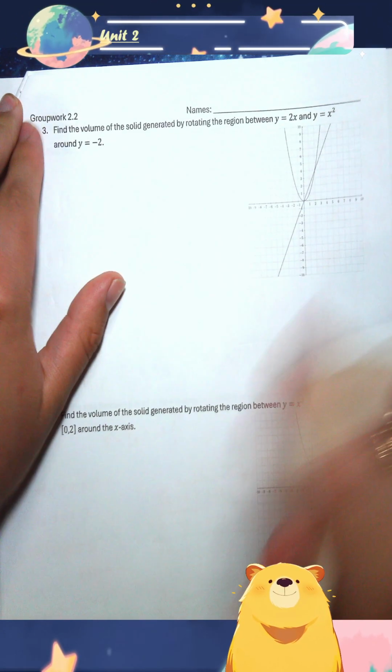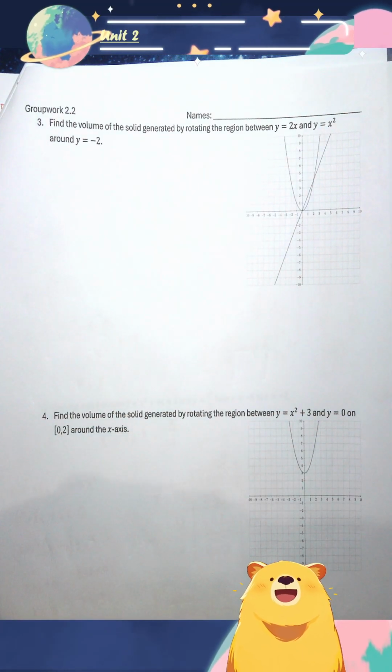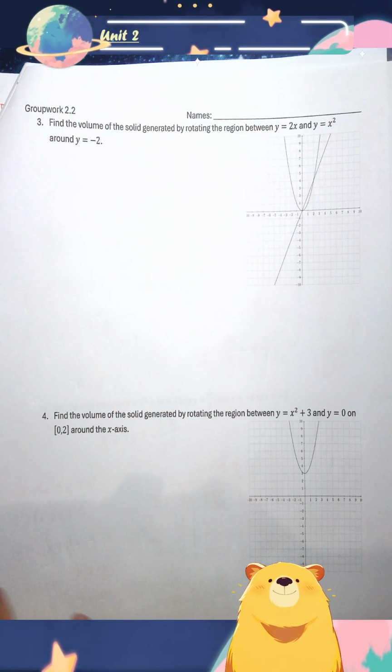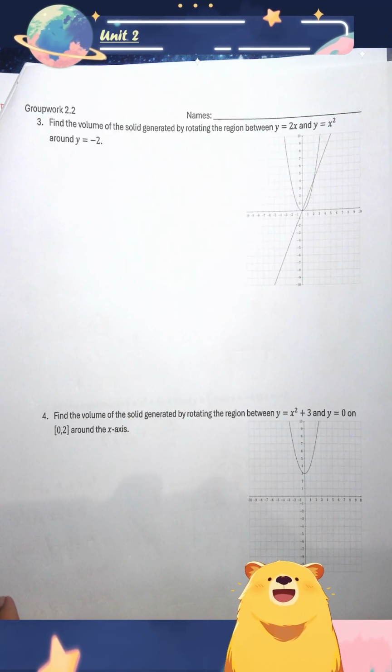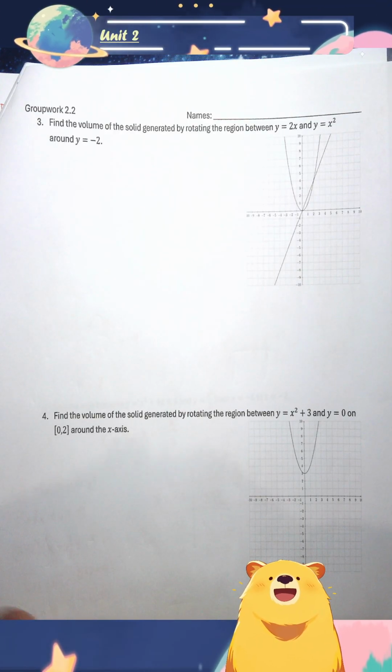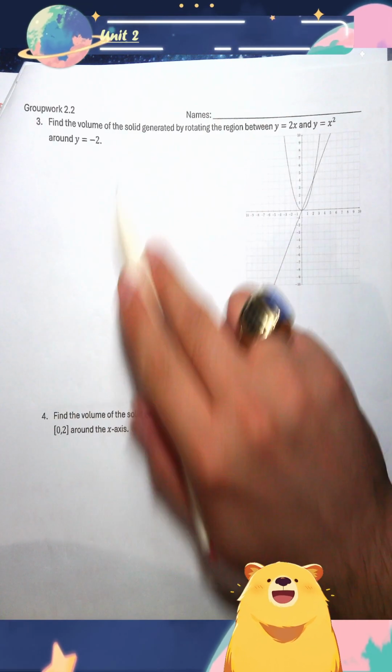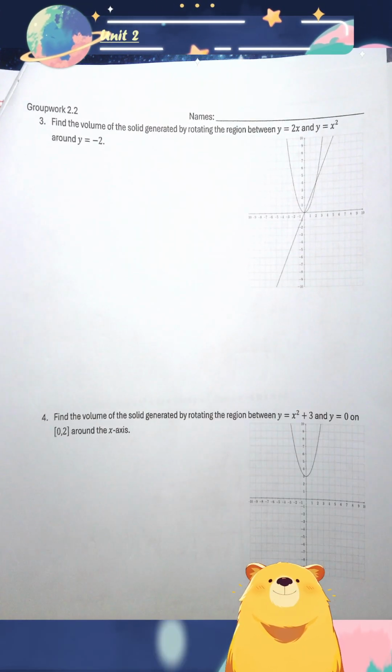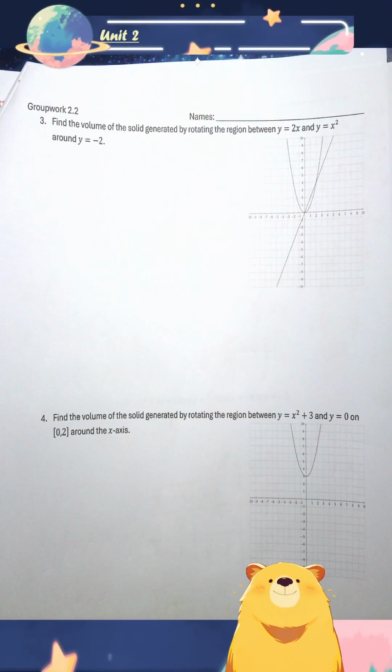All right, let's keep it going. We got one more example here. Find the solid generated by rotating the region between y is equal to 2x and y is equal to x squared around y is equal to negative 2.